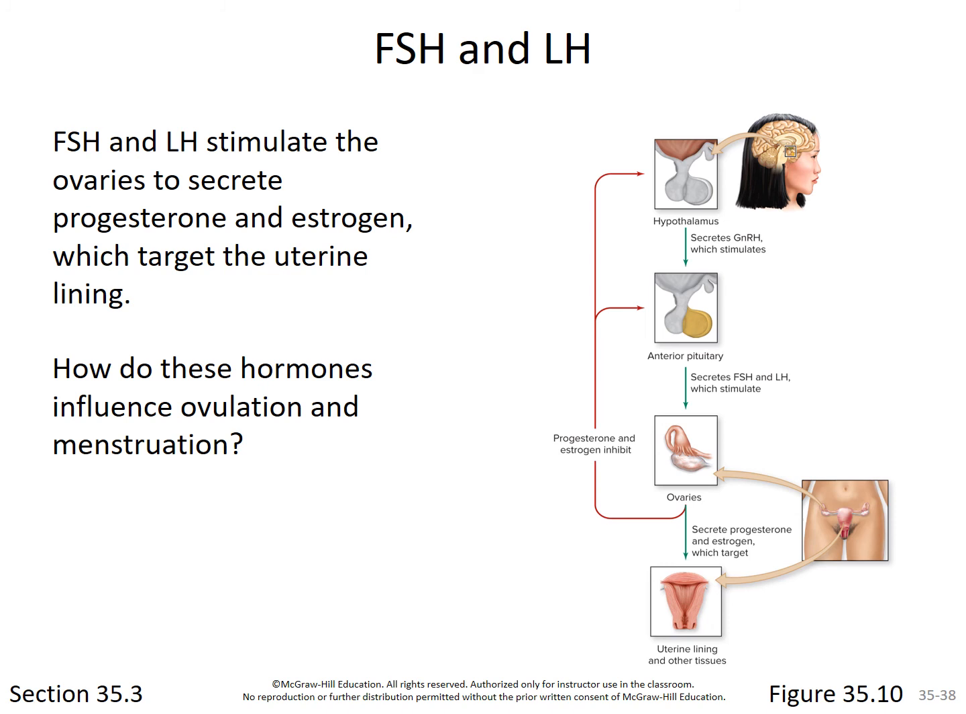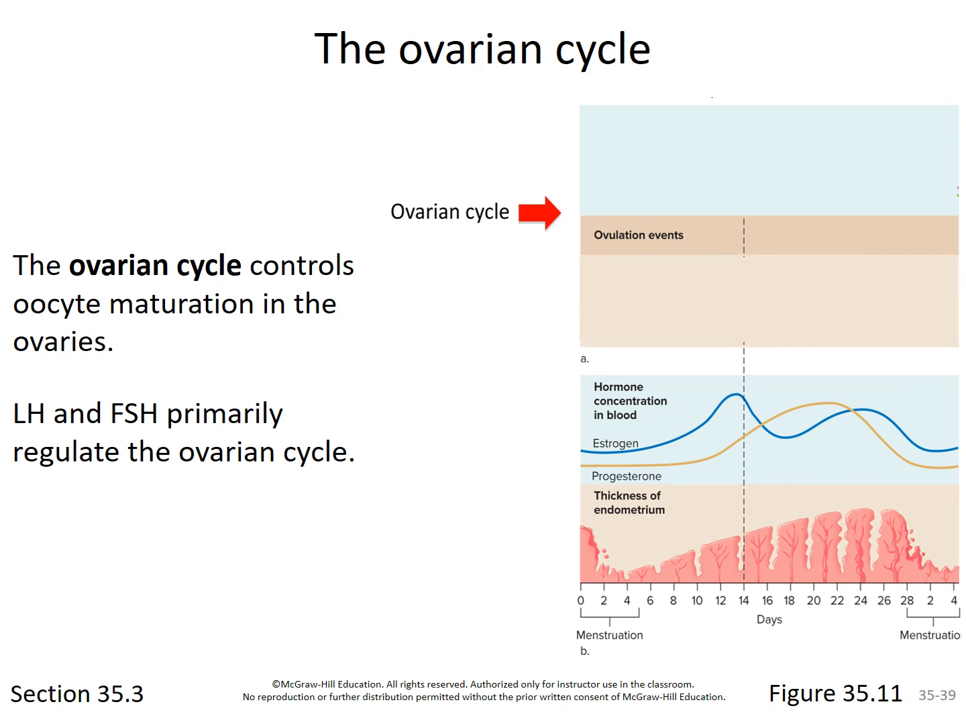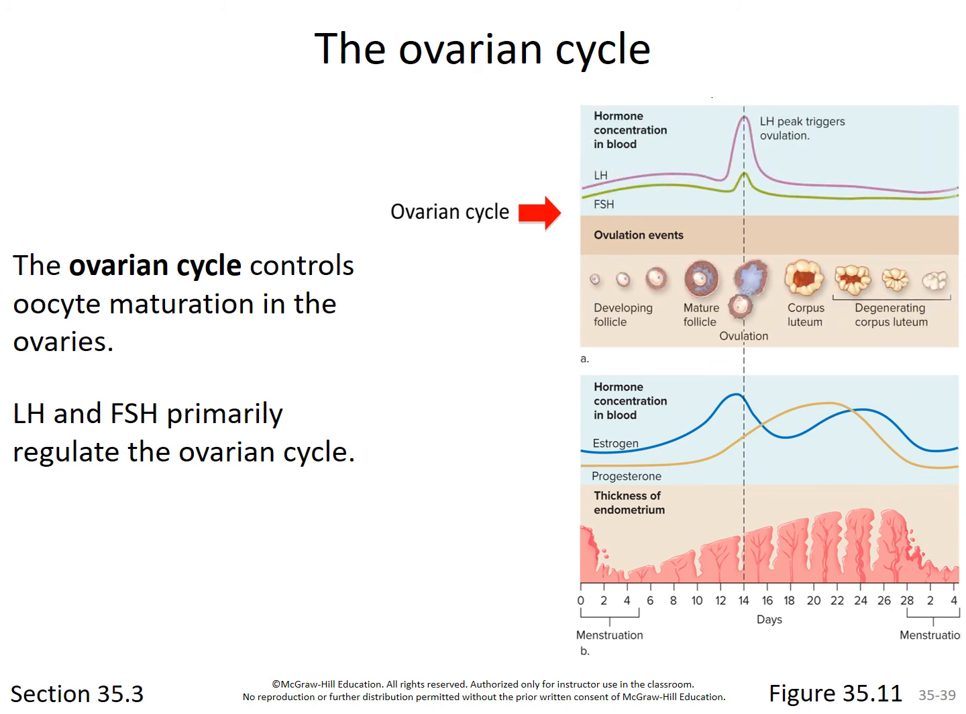And so how do they influence ovulation and menstruation? Well, it turns out that the ovarian cycle controls oocyte maturation in the ovaries. And it's actually LH and FSH which primarily regulate the ovarian cycle. So if you take a look at this, you see LH and FSH at relatively low levels until you reach a certain point of development with a follicle. So at this point, you'll have an LH surge.